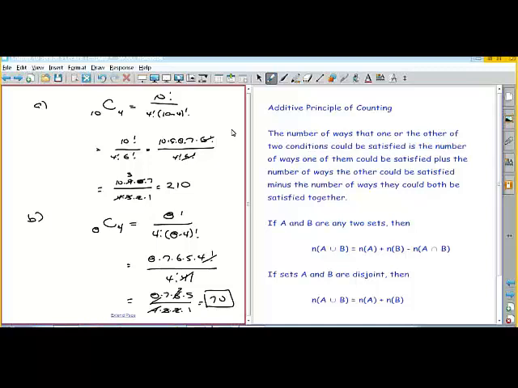Okay, so that's using the complement. The second one is what's called the additive principle of counting, and it says the number of ways that one or the other of 2 conditions could be satisfied is the number of ways that one of them could be satisfied plus the number of ways the other could be satisfied minus the number of ways they could both be satisfied together. You might think you just add them together.